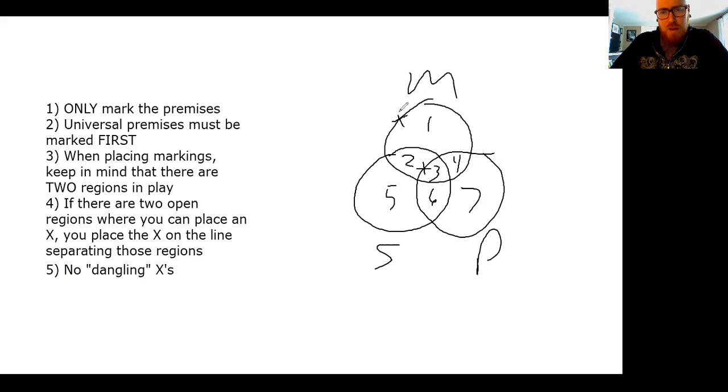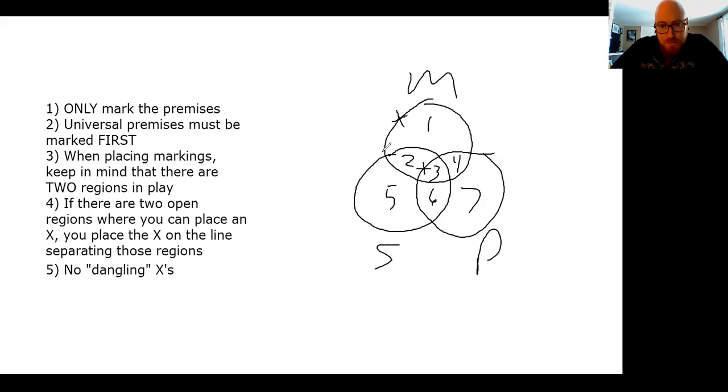Well, it's got to be one or the other. So there's something here, but it's either an M or it's not an M. You're never going to have a premise which says there's at least one thing which is either an M or it's a not M. That's what this says. There's at least one thing which is either an M or it's not an M. That doesn't make any sense.